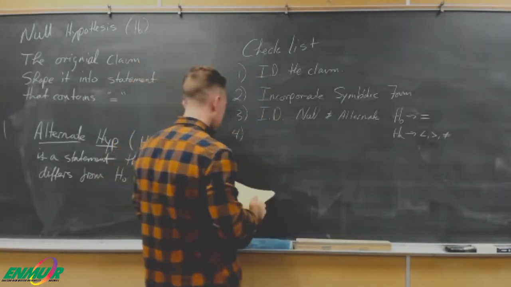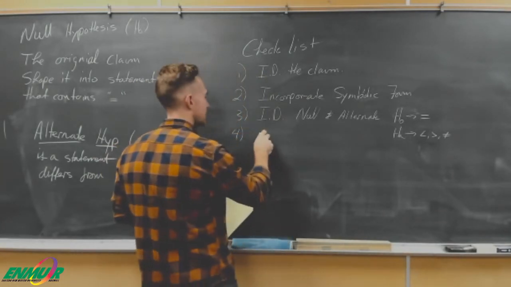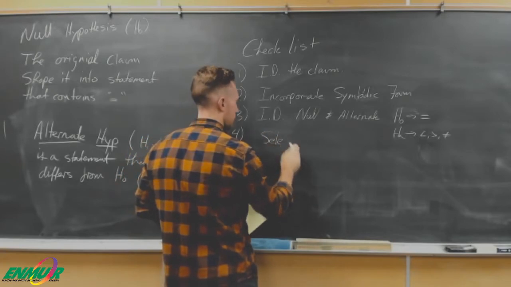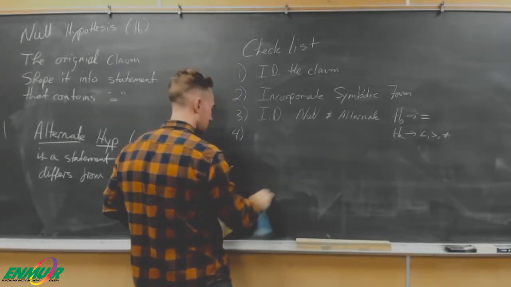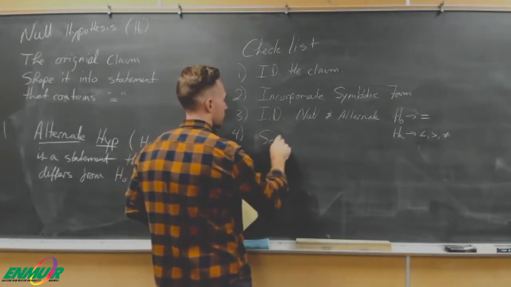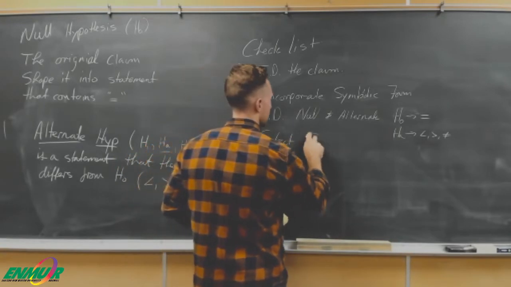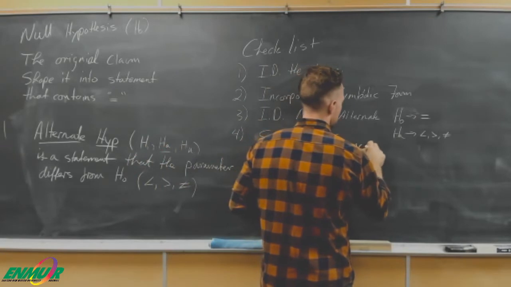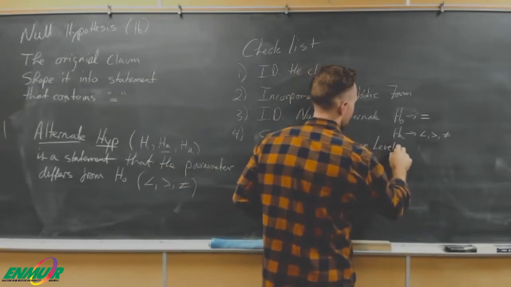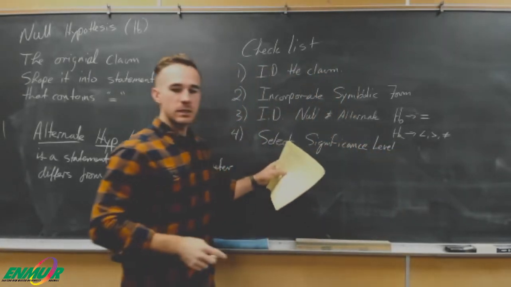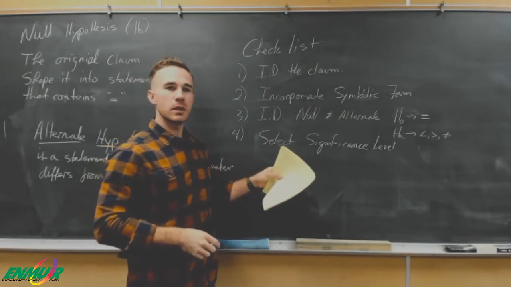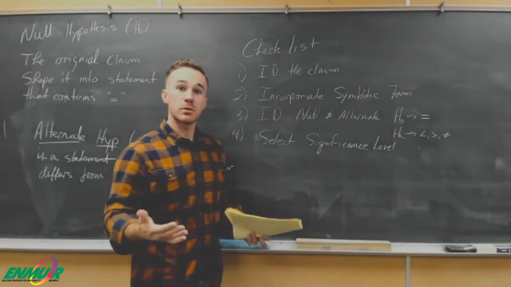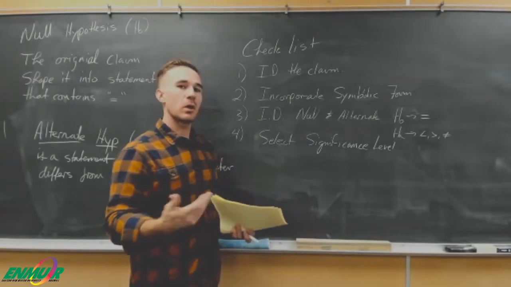Step 4, you are going to identify, or select, maybe let's say identify, because they should tell you. Select significance level, okay? Selecting significance level, that should be something that you can pull out pretty quickly. So chapter 7, chapter 6, that's going to be our alpha, right?